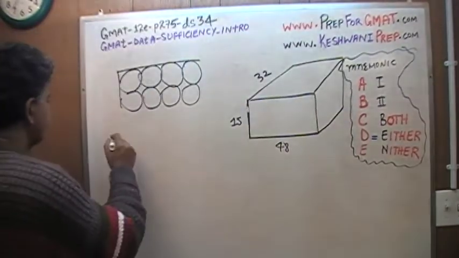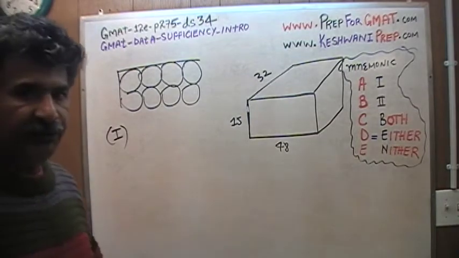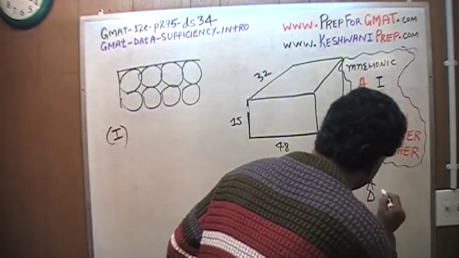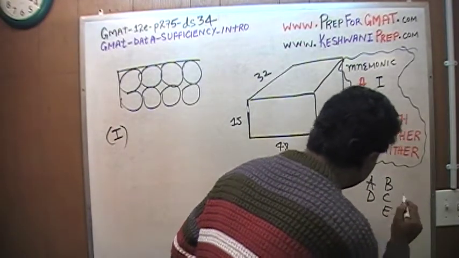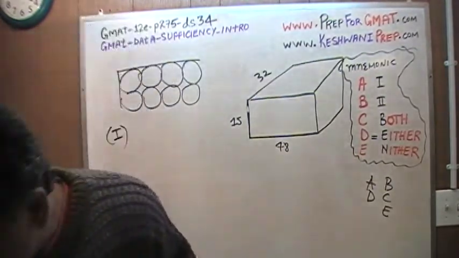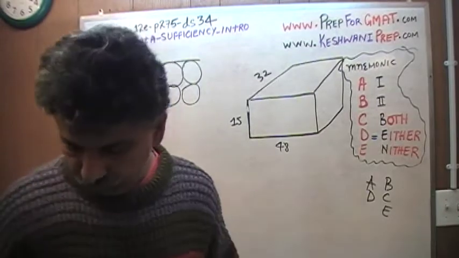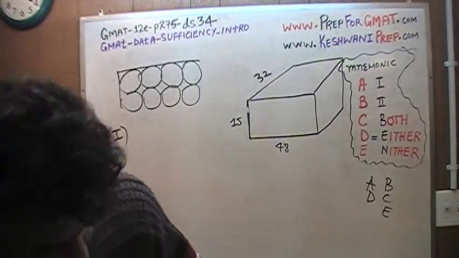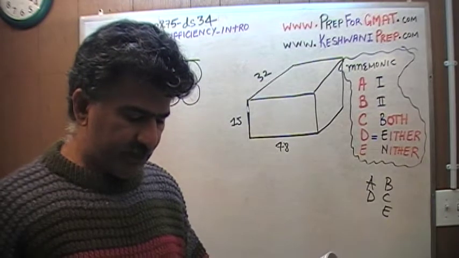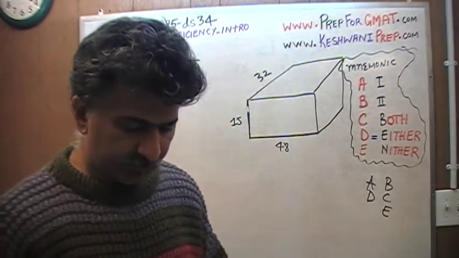Statement 1. Before we do any work at all, since this is a data sufficiency problem, let's put down here A, D, B, C, E. The first statement tells us that each of the, do they tell you anything about the cylinder in the problem itself? Perhaps I was too hasty.